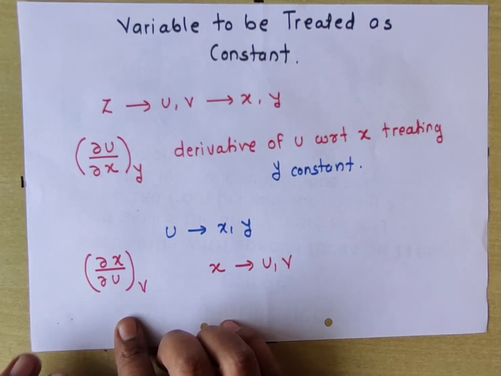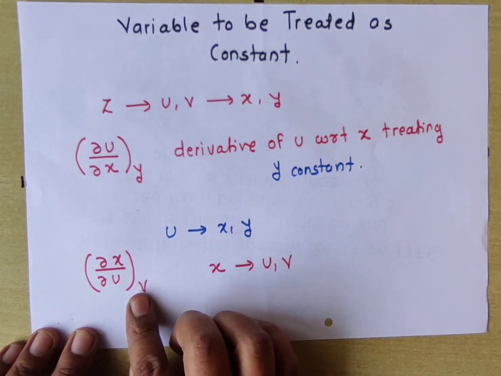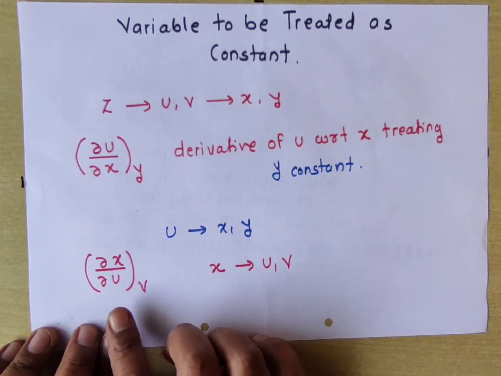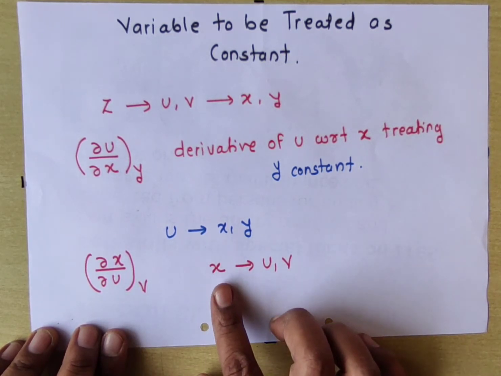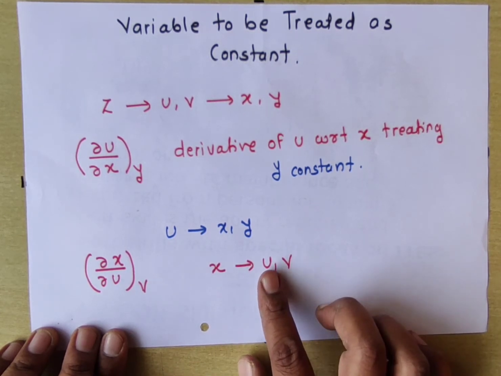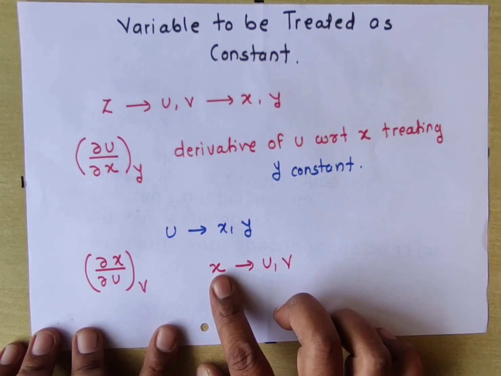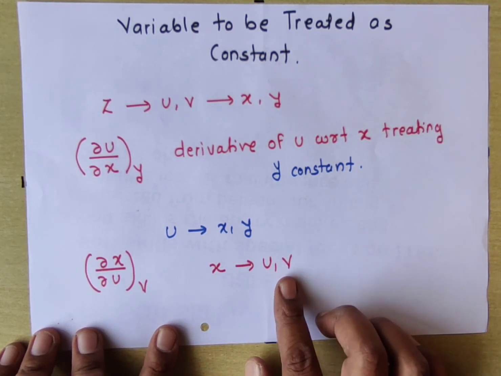If we want to find a derivative of x with respect to u, we have to write x in terms of u and v. Means to find this partial derivative, we must find the relation between u and v in terms of x. Means we need to find the value of x in terms of u and v. Let's take one example to understand this.